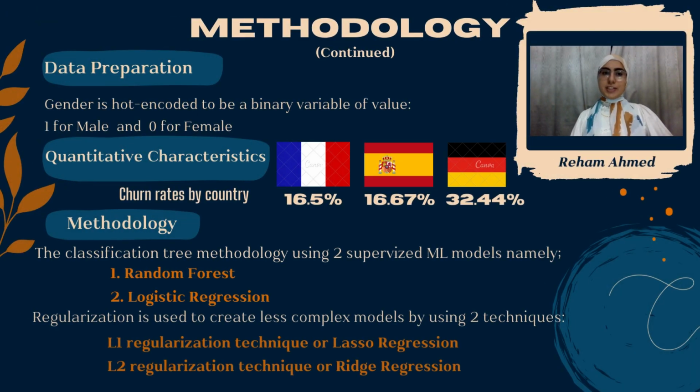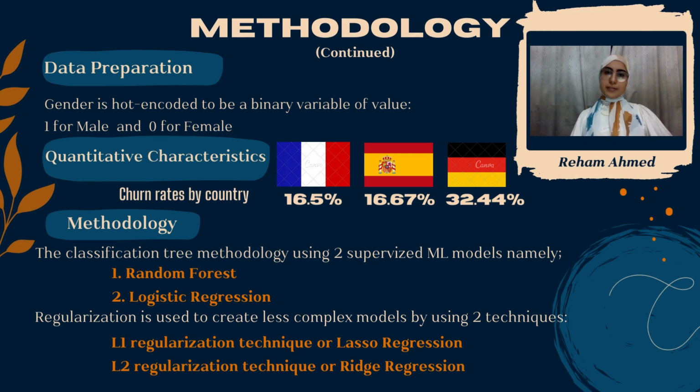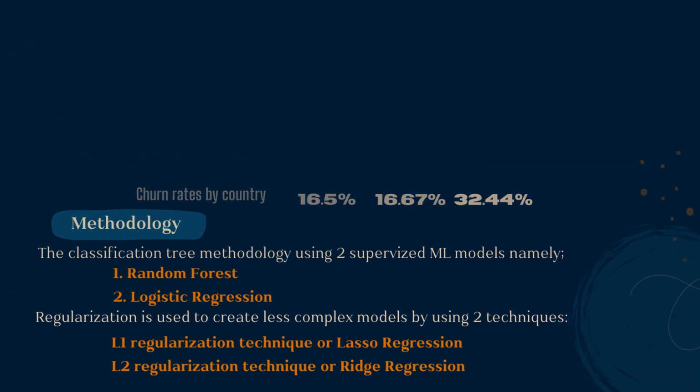As the data preparation step, gender is one-hot encoded into a binary variable of value 1 for male and 0 for female. The distribution of customers reveals that the churn rate is 16.15% for France, 16.67% for Spain, and 32.44% for Germany. Since France has the lowest churn rate, the study will mainly focus on customers from France. The classification methodology involves using two machine learning models, namely random forest and logistic regression. Two regularization techniques are also used to make them less complex, namely lasso and ridge regressions.